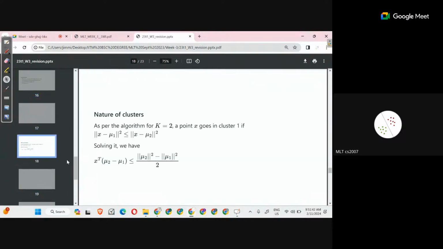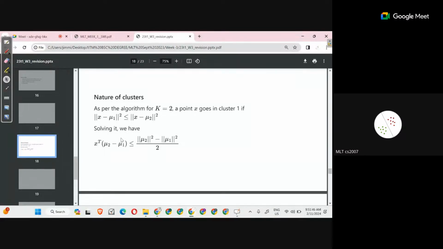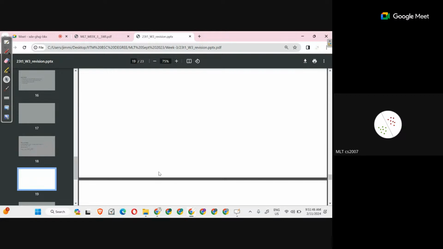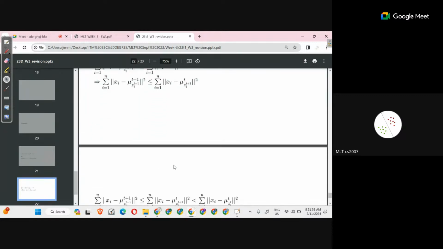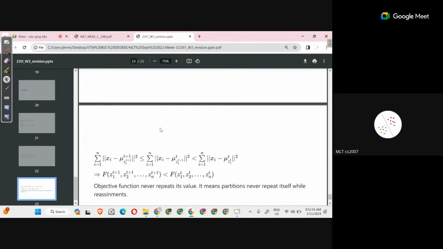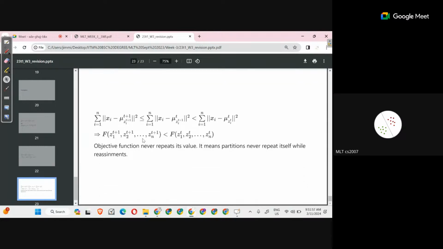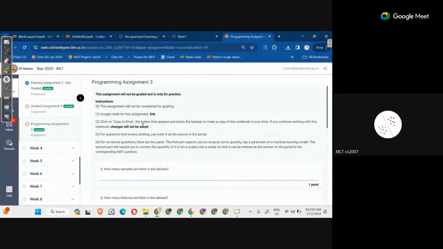After this, we covered the nature of clusters, and then we gave a brief idea of how we proved that the algorithm will converge. So this is what we learned in this chapter. I hope I gave you a brief intro of this chapter, right?